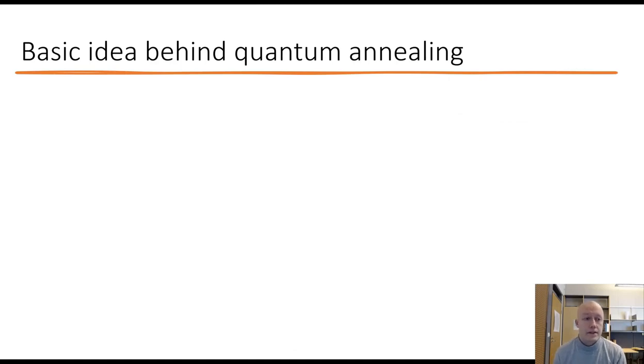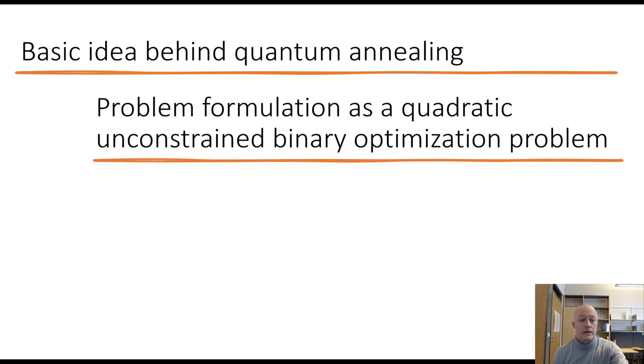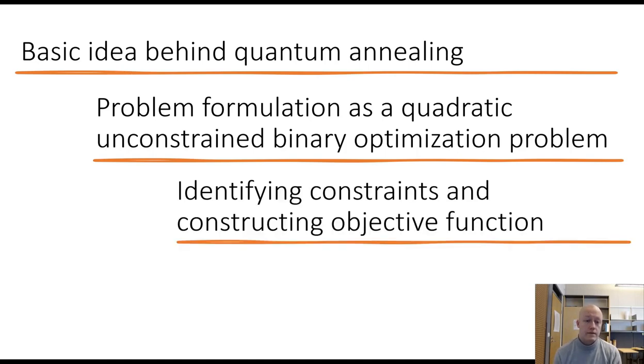The outline of the presentation is the following. First we study a bit the basic idea behind quantum annealing. Then these quantum annealers require a certain type of problem formulation, which is called quadratic unconstrained binary optimization, and we define this shortly. Then for the problem, we identify constraints and we construct the final objective function.